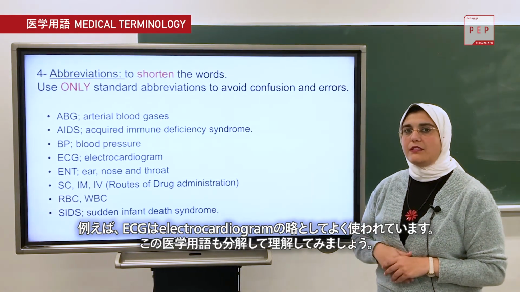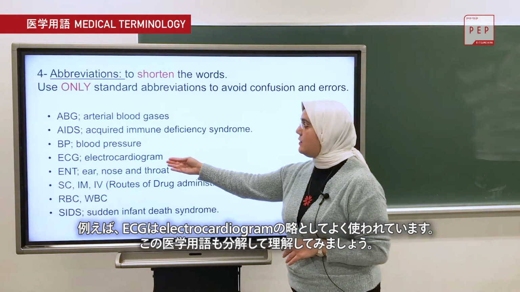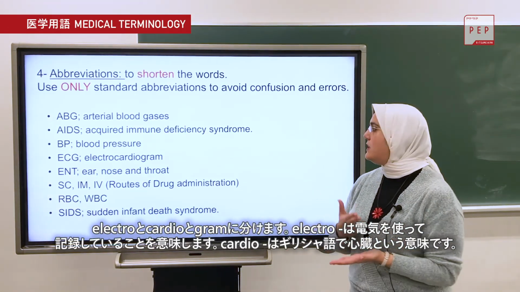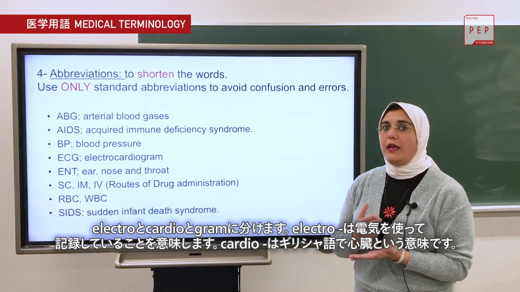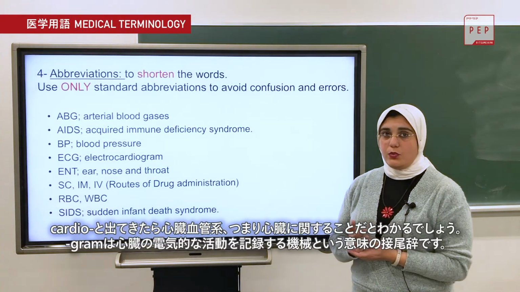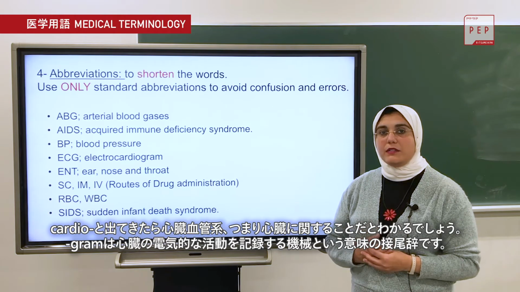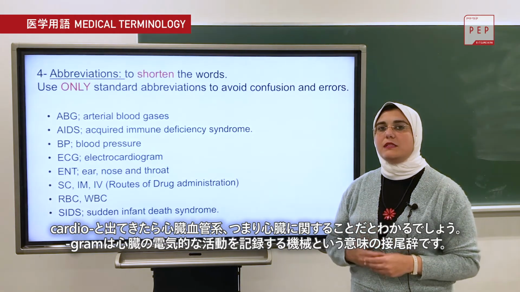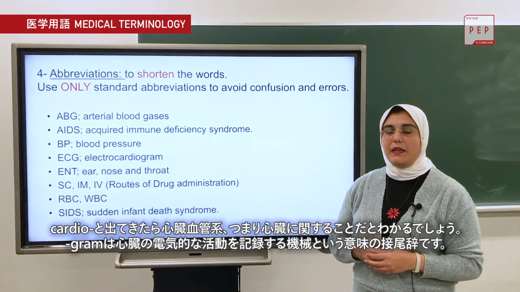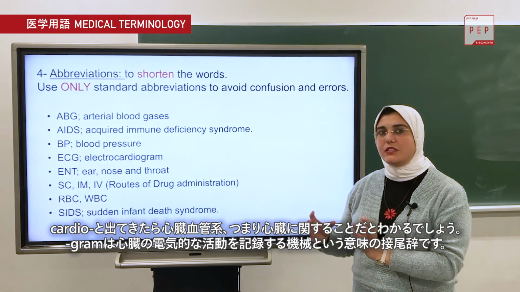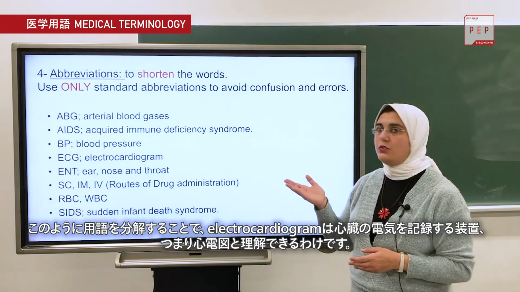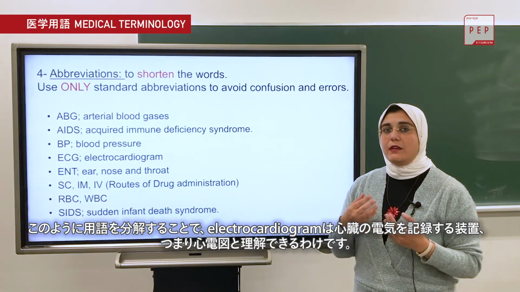Well, this is another example of medical terminology. Let's see what electrocardiogram means. Break down the word into many parts. Electro means something recorded and using electricity. Cardio is a Greek word meaning the heart. So whenever you read cardio, it means it's related to the cardiovascular system or the heart. Gram is a suffix meaning a machine that is recording. So simply, just by breaking down the word, we understood that electrocardiogram is a device that records the electricity of the heart.